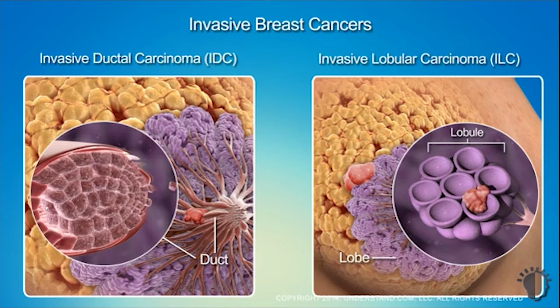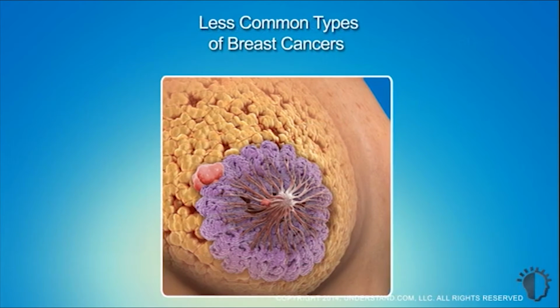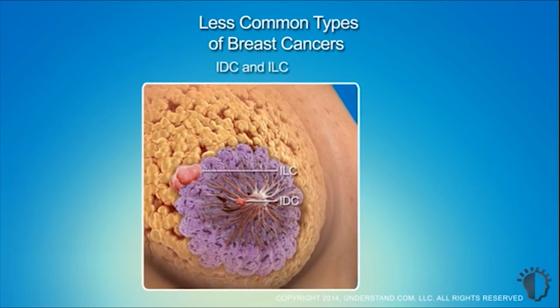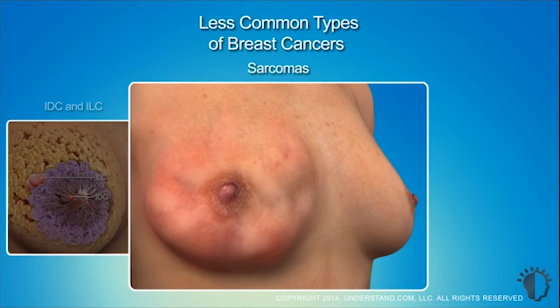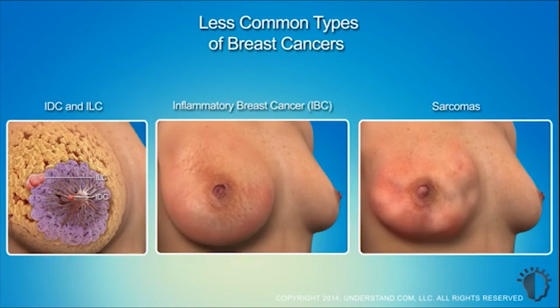Invasive cancer that starts in the lobules, called invasive lobular carcinomas, ILC, account for around 10 to 15% of invasive breast cancer. Less common forms of breast cancer include tumors that are a mix of both invasive ductal and lobular carcinomas, inflammatory breast cancer, IBC, in which cancer has invaded the skin covering the breast, and rare tumors that originate in the breast's connective tissues called sarcomas.